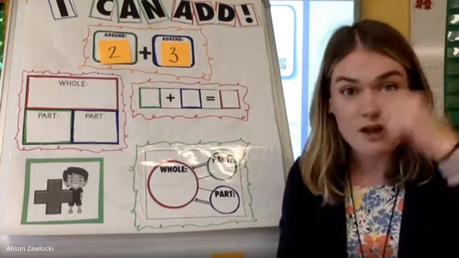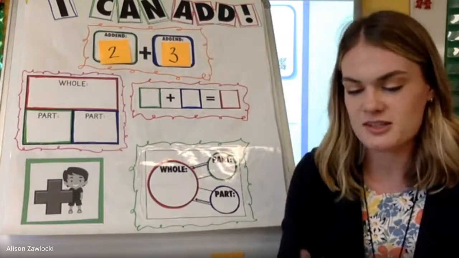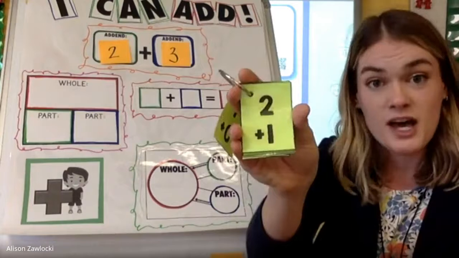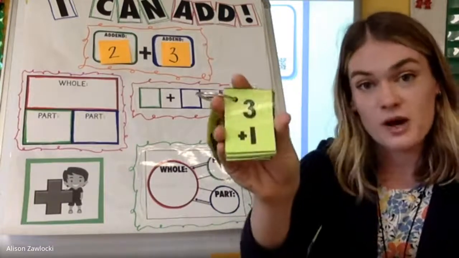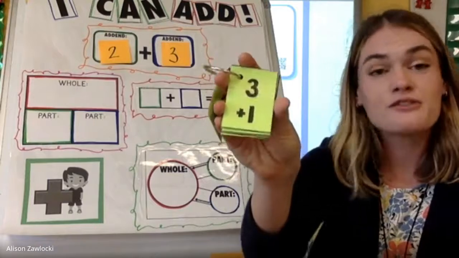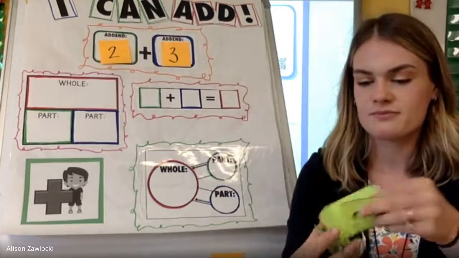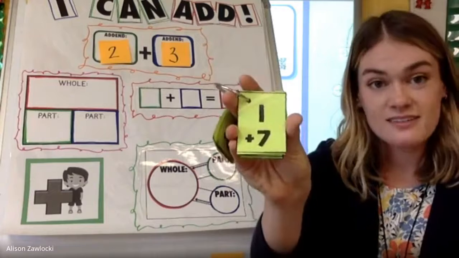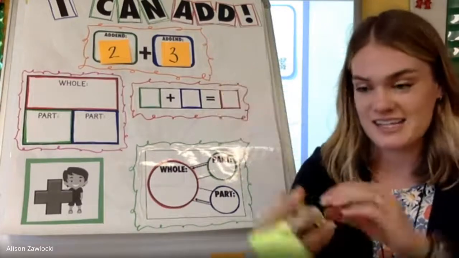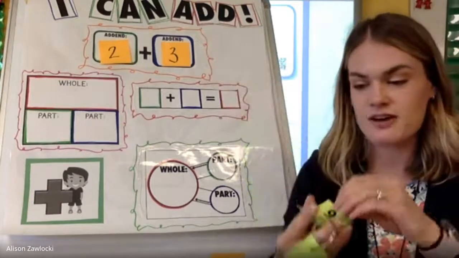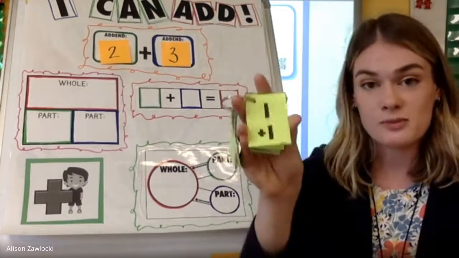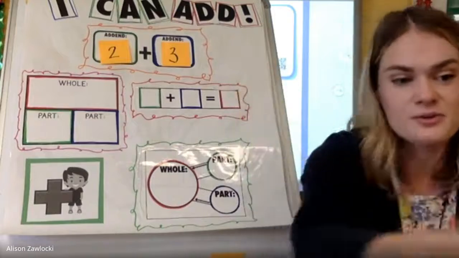So we're doing one more than the number, okay? So let's start with this one. 2 plus 1, 3. Good. 3 plus 1. What's 1 more than 3? 4. Good. 1 plus 7. Good. That is 8. 1 plus 6. 7. Great. And let's do one more. 1 plus 1. 2. Good.